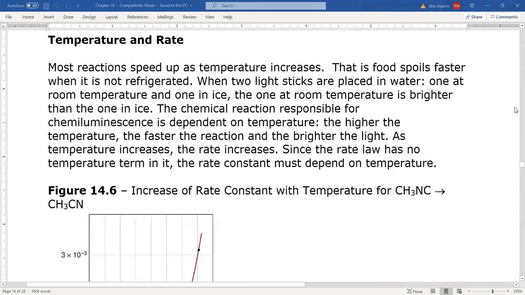The chemical reaction responsible for, say, the chemiluminescence in the glow stick is dependent on temperature. The higher the temperature, the faster the reaction. Therefore, the brighter the light. As the temperature increases, the rate will increase.